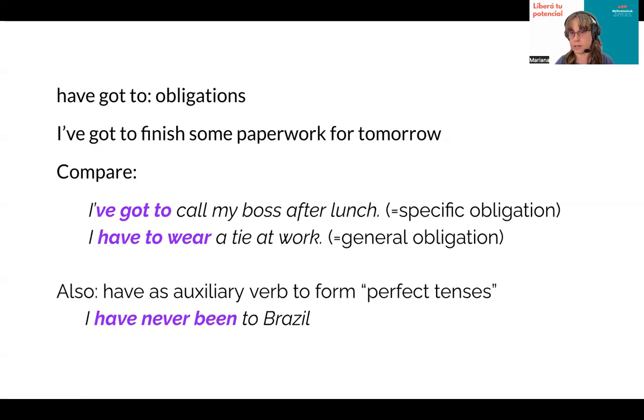And then last but not least is when we have forming the perfect tenses. Like I have never been to Brazil. Here have is also auxiliary and is used to create the present perfect. Remember that here the translation is not tener, here the translation is el verbo haber. Nunca he estado en Brasil.